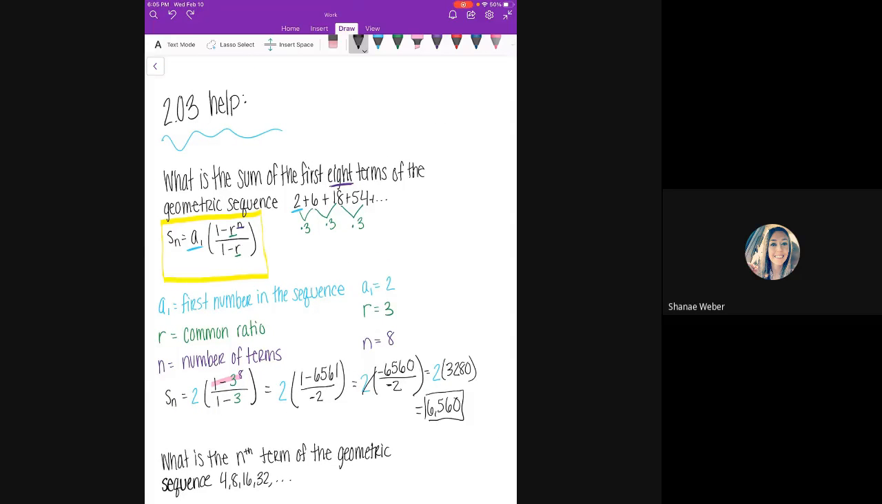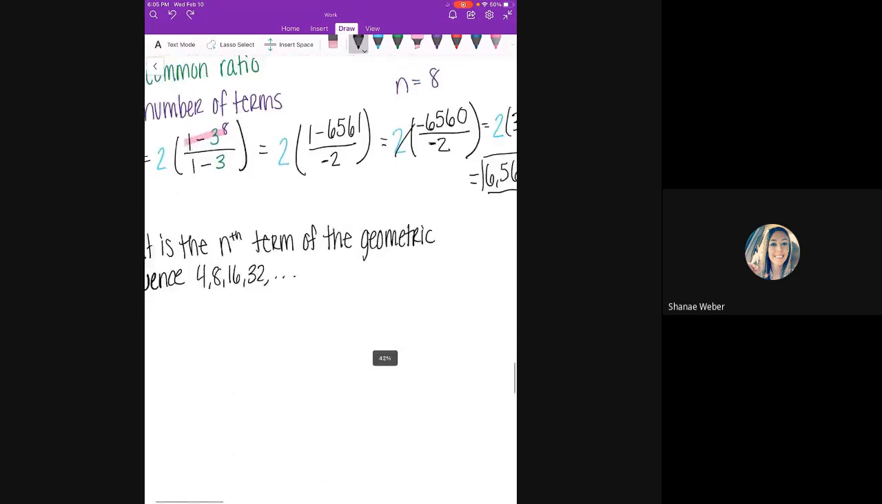So if it's ever asking you for the sum, you're probably going to use this equation here. All right, let's go on to the next one. This one's not as long.